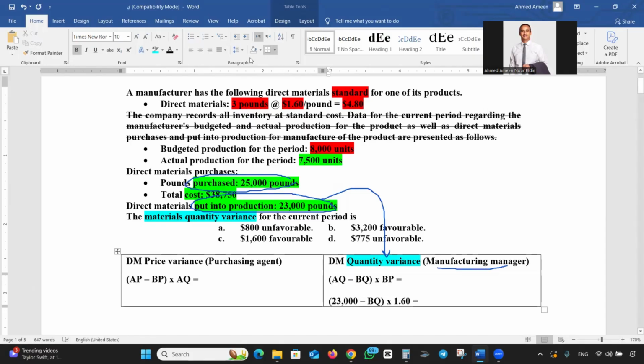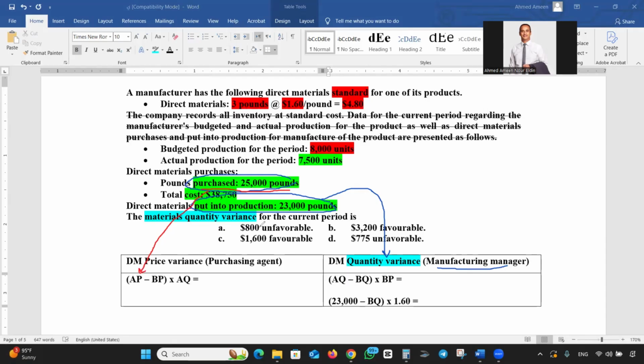Why didn't we use the 25,000 pounds mentioned above? Because we actually bought 25,000 pounds, but it wasn't put into the production. So we will not use the 25,000 pounds. The 25,000 pounds that we actually bought is the actual quantity that you can write here.